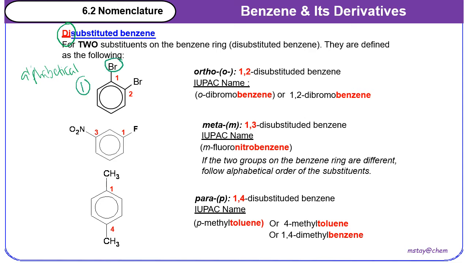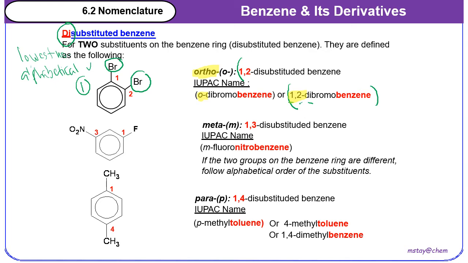However, look at the first example here. We have both substituents the same and next to each other, so we will give 1, 2, because we need to give the lowest number to the substituent, followed by the alphabetical order. In this case, we name it 1,2-dibromobenzene. However, this 1,2 can be simplified as O, which basically means ortho.